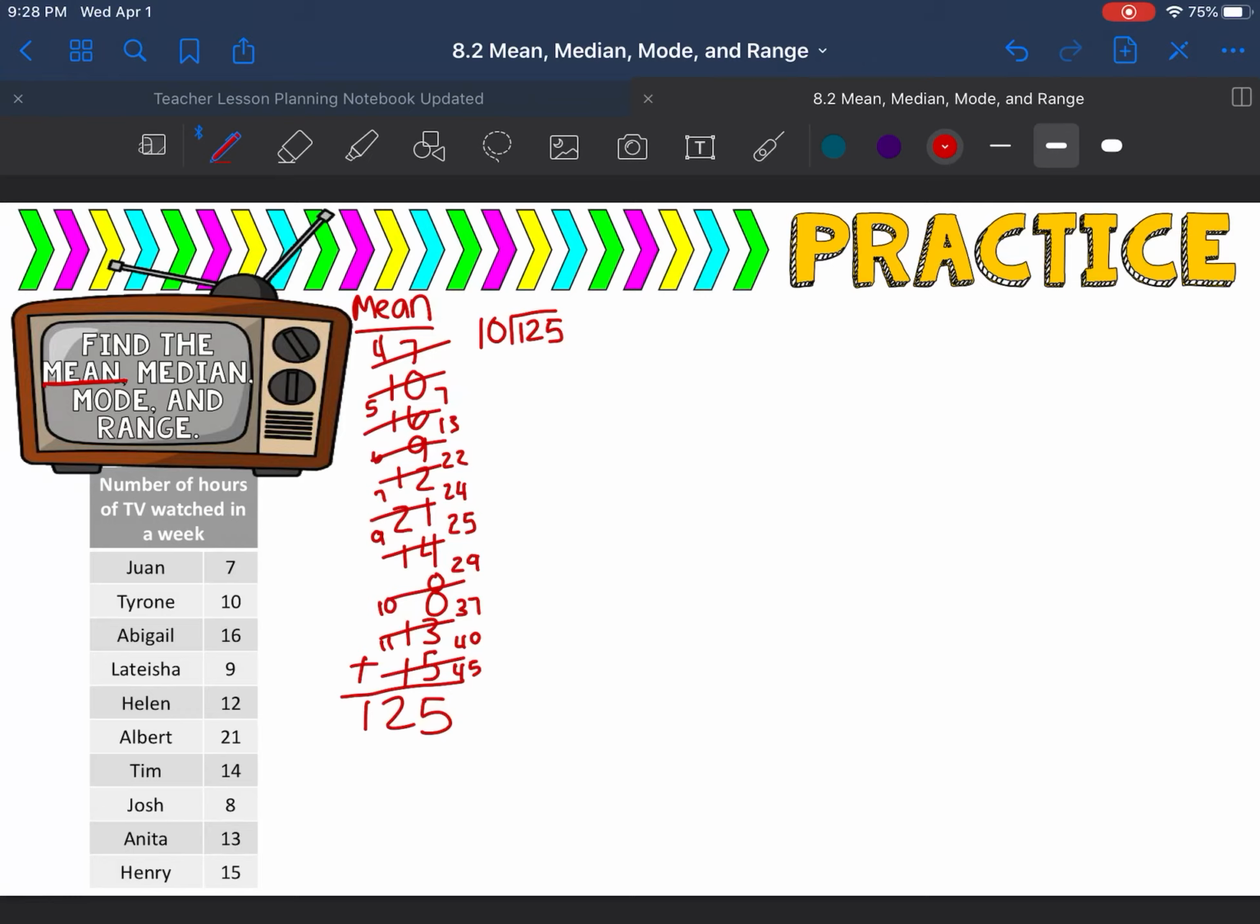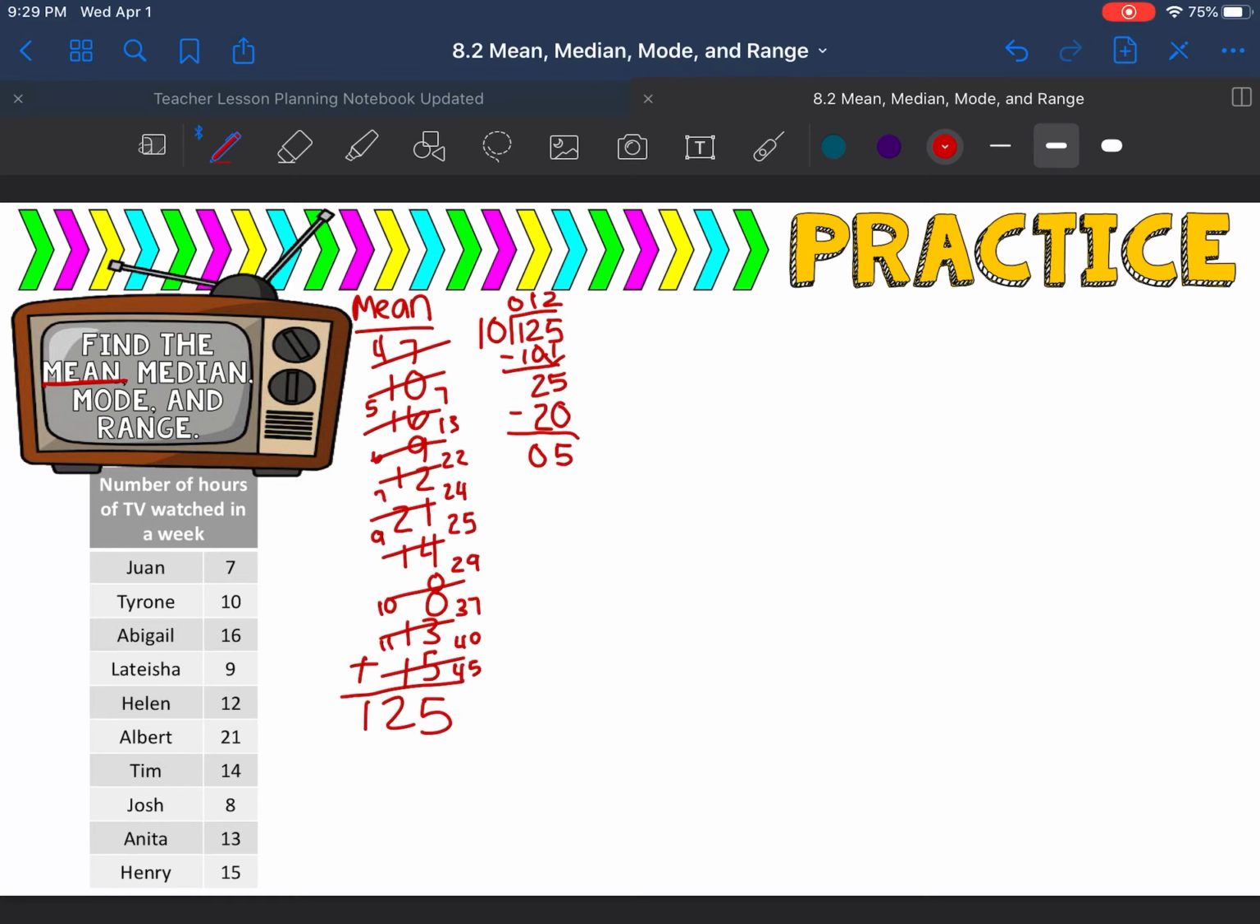Okay, so how many times does 10 go into 1? 0. How many times does 10 go into 12? Once. 1 times 10 is 10. 12 minus 10 is 2. Drop my 5. How many times does 10 go into 25? 2 times. 2 times 10 is 20. 5 minus 0 is 5. 2 minus 2 is 0, sorry. So I have a remainder.